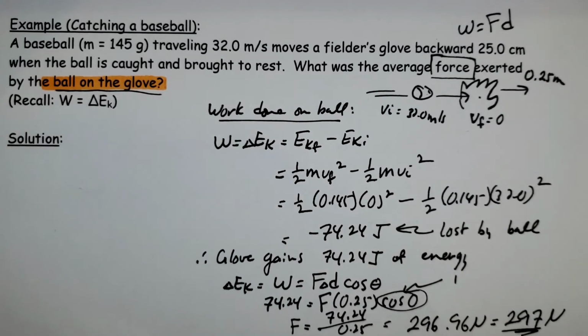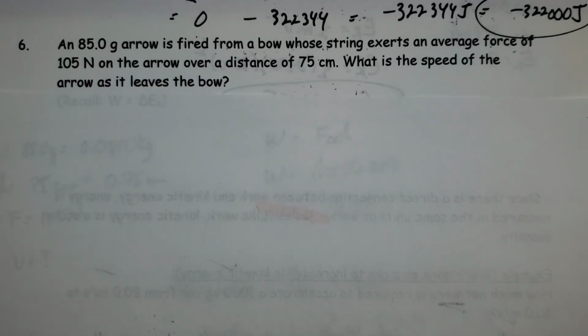Okay, so that's kind of a tricky question because you're looking at two scenarios here. You're looking at two different objects. One's losing energy, one's gaining. The energy that was lost by one object is equal to the work done on the second object. All right? Okay, so that's it for that section.